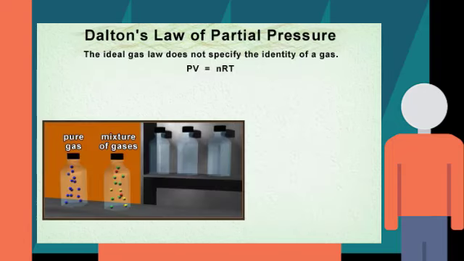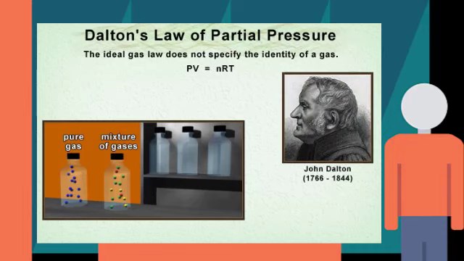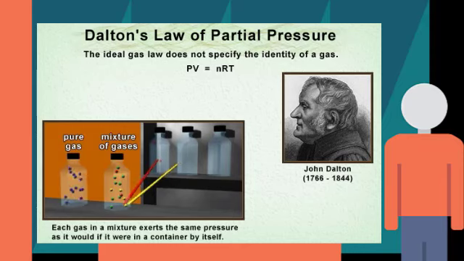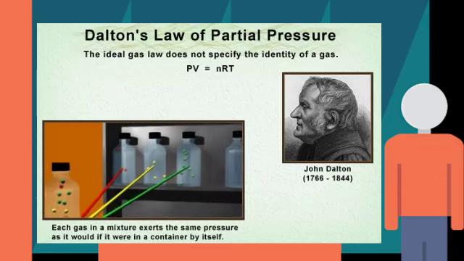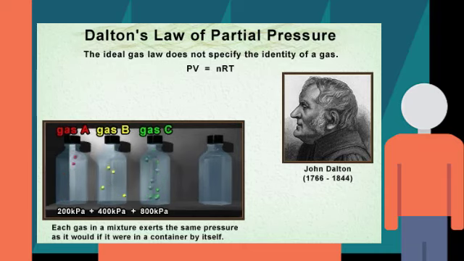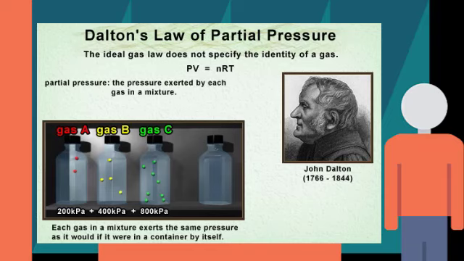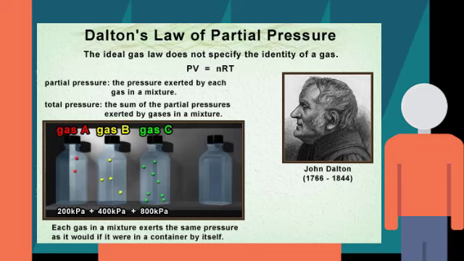The ideal gas law does not specify the identity of the gas. Sometimes gases are pure, but oftentimes mixtures of gases are used. How does the ideal gas law account for gas mixtures? The English chemist John Dalton discovered the answer to this. He found that each gas in a mixture exerts the same pressure as it would if it were in a container by itself. The pressure exerted by each component of the mixture, called partial pressure, is added together to find the total pressure exerted by the gas mixture.